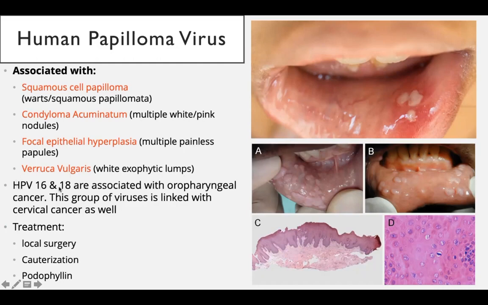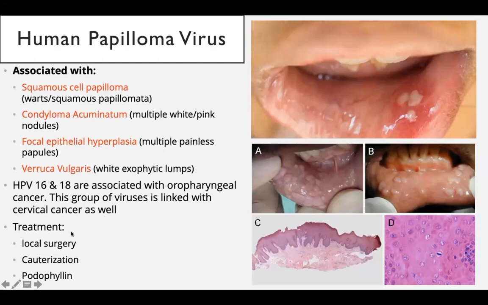So HPV 16 and 18, the same number as Coxsackie type A 16. Coxsackie type A 16 causes HFMD, hand, foot, mouth disease, and here HPV 16 and 18 are associated with oropharyngeal cancer. This group of viruses is linked with cervical cancer as well.